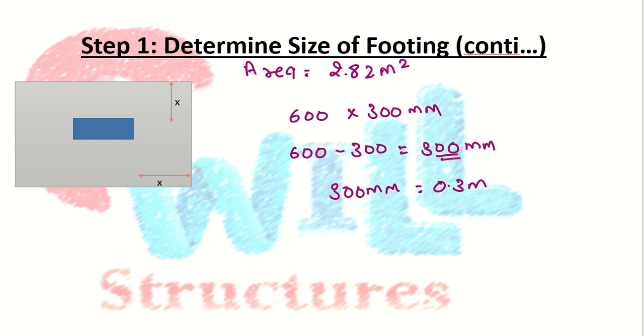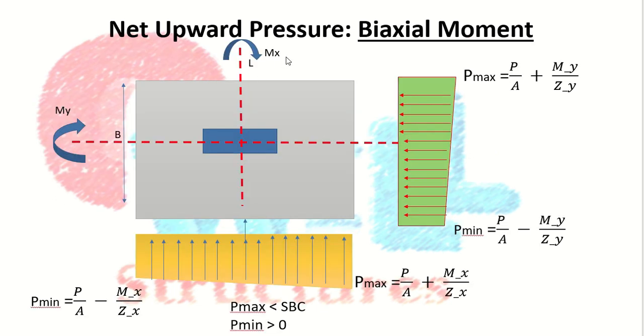The other criterion is, let's see here, the net upward pressure for the biaxial moment footing. Okay, you can see in the diagram, here is the pressure diagram for the biaxial footing. Here is a footing, here is a column, my moment about x, moment about y. Here is the pressure diagram along the longitudinal direction and the pressure diagram along the lateral direction. You can also see the values for P maximum and P minimum for both the pressure diagrams.